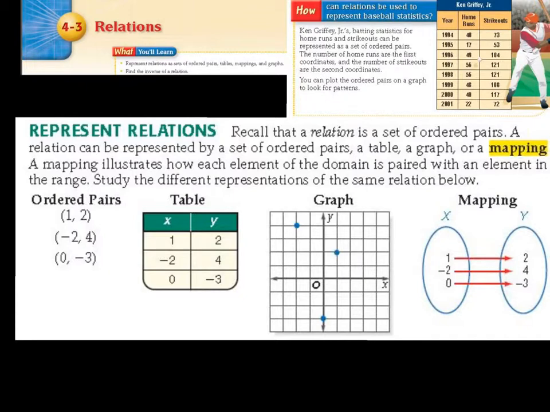We've got ordered pairs, a table, there's x, there's y. We have plotted the points, so 1, 2, -2, 4, 0, -3. And the mapping: if I know x is 1, the y value that corresponds to it is 2, -2 corresponds to 4, and 0 is x, then y is -3 in this relation.